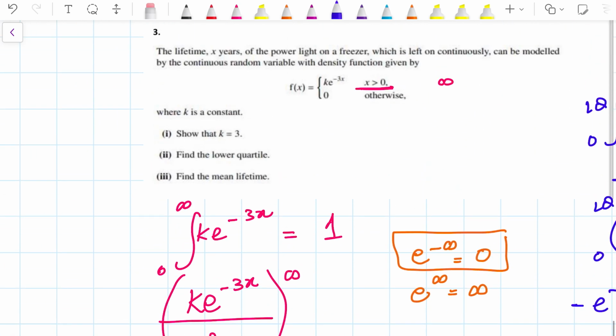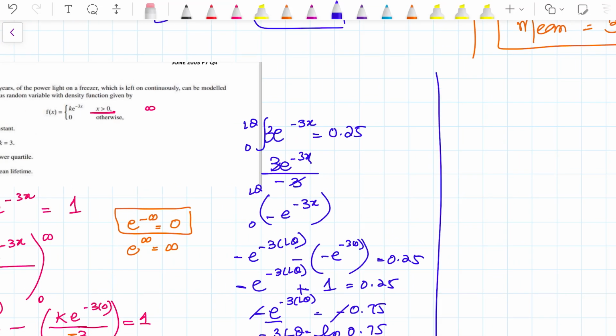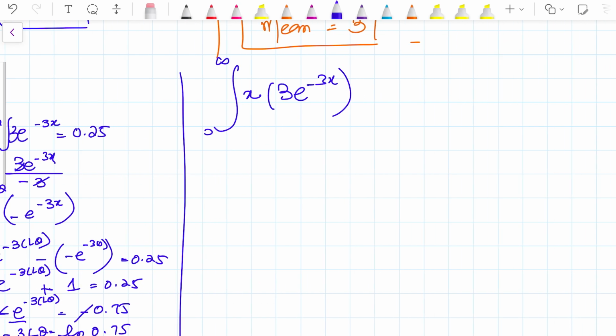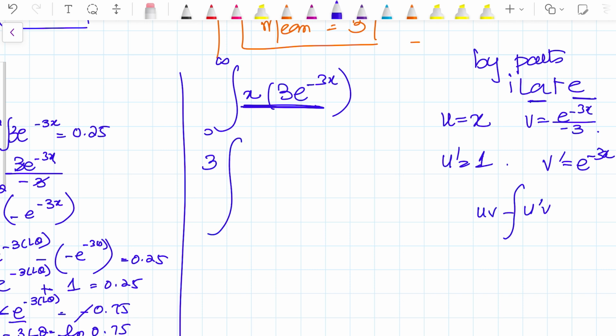Now, the next question is find the mean lifetime. This is important. For the mean, we need to multiply the function by x and then integrate it with the full limit. Now, when x and exponential are together, it's again by parts. Algebra and exponential: algebra becomes u, v bar becomes e to the power minus 3x, v will become e to the power minus 3x upon minus 3, u bar will become 1. Now 3 goes outside. uv minus u bar v, we will put the integration sign.